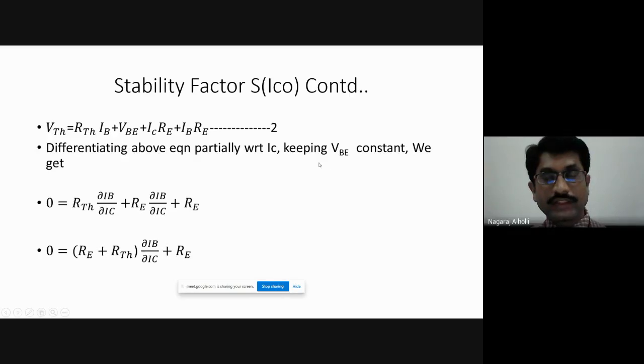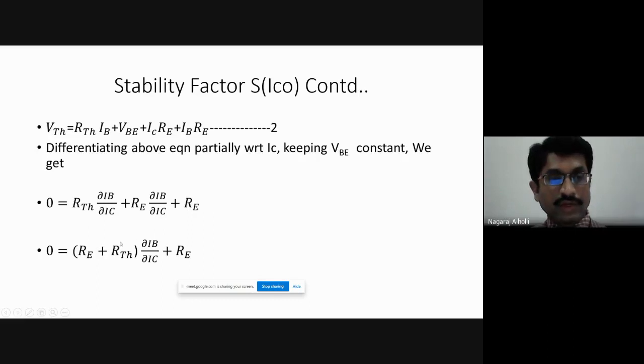When you are differentiating with respect to one parameter, you have to keep the other parameters constant. Keeping V_BE constant, differentiation of V_TH is 0, that is equal to R_TH ∂I_B/∂I_C, plus differentiation of V_BE is 0, plus R_E into differentiation of I_C, which is 1, plus R_E into differentiation of I_B, which is ∂I_B/∂I_C. So this is what we get on differentiating with respect to I_C, keeping V_BE constant.